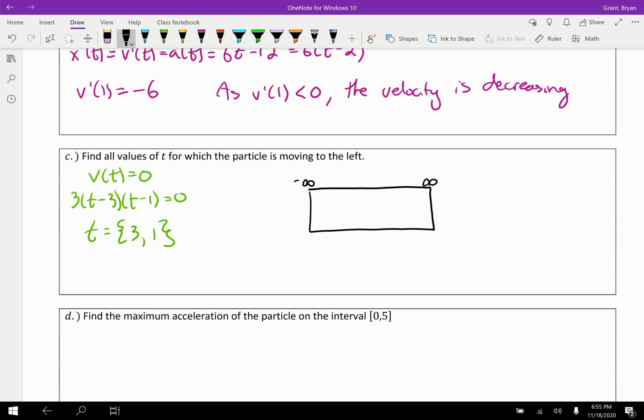Realistically, a real AP problem would tell you that the time values are greater than 0 or equal to 0, but we'll go the whole interval. Why not? Right? So we have 1 and 3. We're looking at the sign of velocity to determine the direction. We know these values, these are critical points, made velocity 0. And so now we just try various numbers.